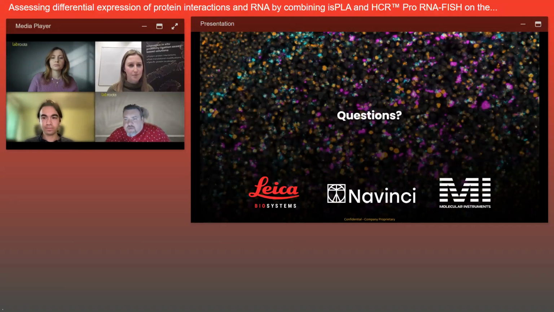Okay, we've got time for a few more here. I believe this one might be for Joseph. Is there software to measure, quantify each probe? Yeah, so we actually do have an official module with Indica Labs and the Halo software, as well as VisioFarm. So if you already have those modules or that software, you can readily use that with your HCR assays.